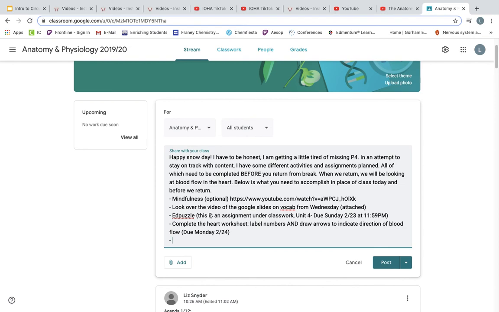Again, remember to check the rest of classroom. Don't forget to turn in this ed puzzle due Sunday the 23rd at midnight. I will post that as a separate assignment. Again, it's going to be under classwork, and you guys will find it under Unit 4. And then don't forget to complete that heart worksheet. You want to label the numbers and draw those arrows. Again, you can color them red and blue, or you can just draw arrows, and we'll do it later. And you can also color the sections of the heart if you'd like.